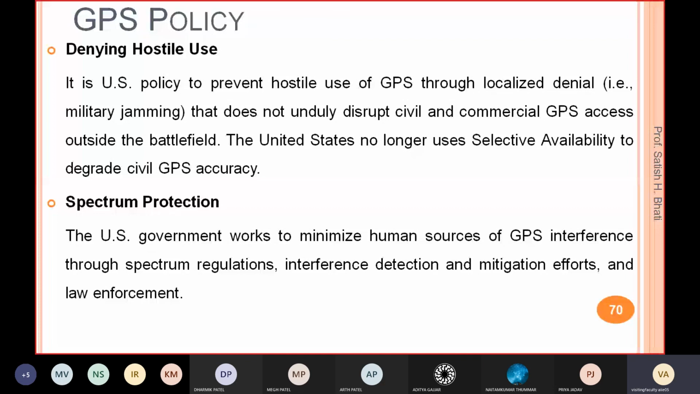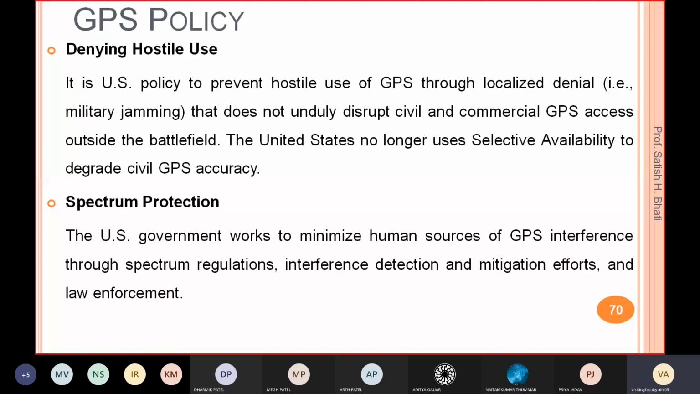And spectrum protection: the government works to minimize human sources of GPS interference through spectrum regulation, interference detection and mitigation efforts, and law enforcement. So it's about how we can reduce interference, or how we avoid using frequencies or spectrum that would create interference to GPS. For that we provide spectrum protection.